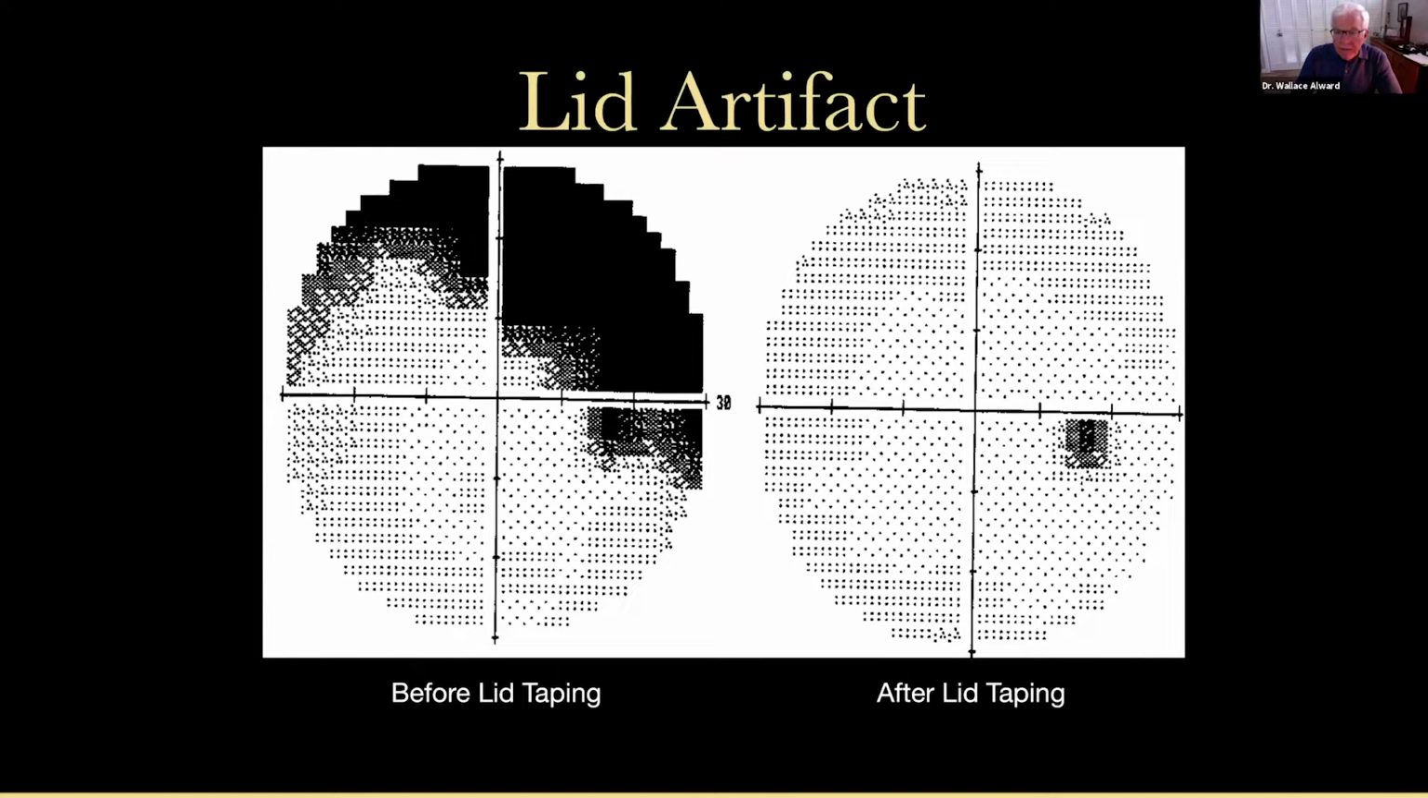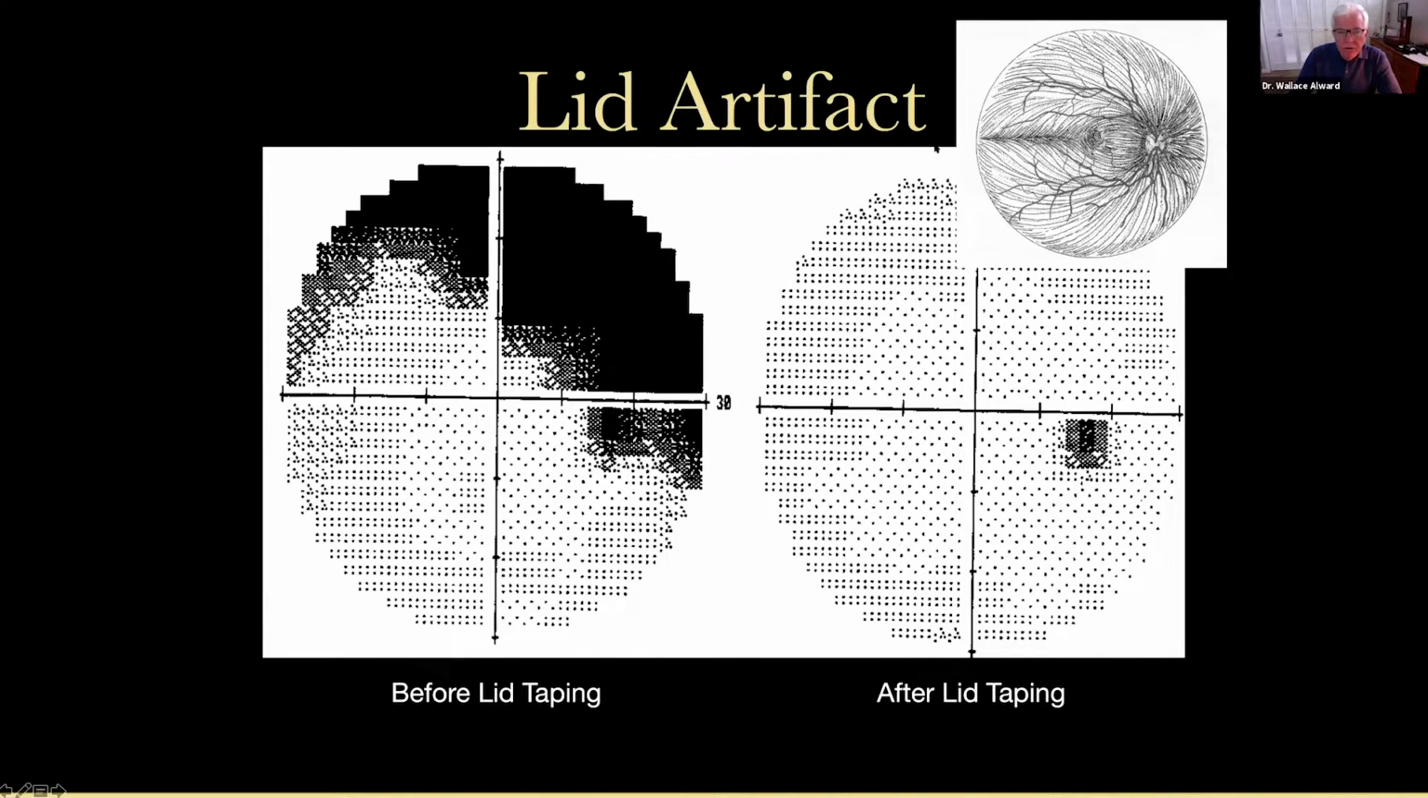Lid artifacts, our perimetrists are very good at taping the lid, but not everybody thinks about that. And so you see this very odd field defect. And again, in your brain, you should be thinking, well, does this match the nerve fiber layer? And the answer, of course, in this case is no. And so here we have the same patient tested after taping up the eyelid.